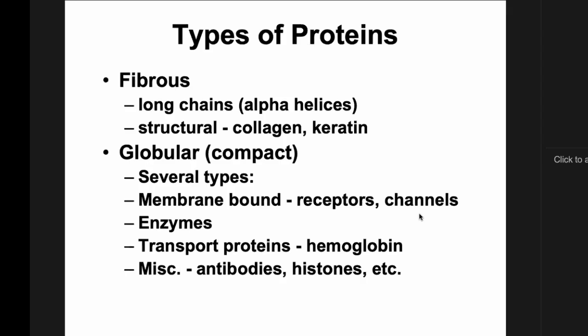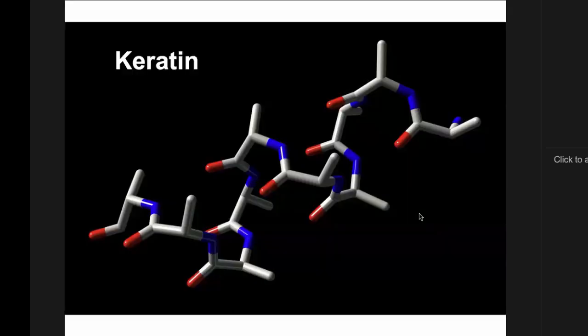So let's take a look at some pictures of some of these things. We'll start out with just one example of a fibrous protein. This is the 3D structure of keratin, and you might not be able to tell right away, but this is actually an alpha helix.